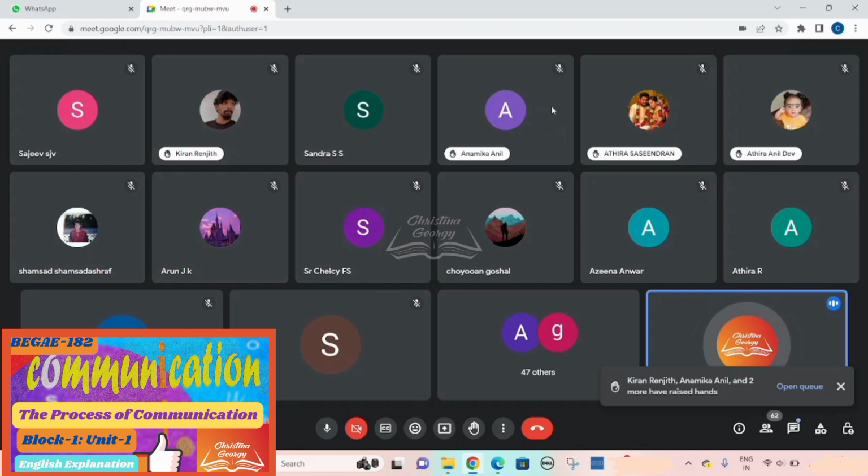So I told you block 1 is the most important block with respect to the theory questions. Within block 1, I would say unit 1 is the most important unit. That is, every section that you see as part of unit 1 could actually be a question.